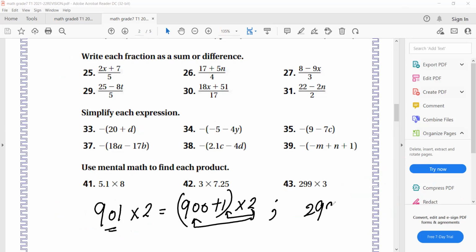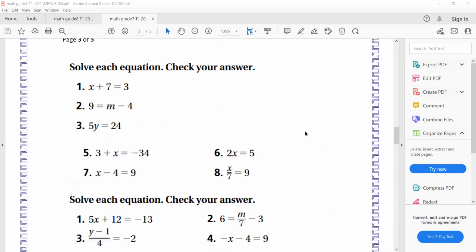If I have 299 multiplying 3, I need to make it easier with easy numbers. 299 is near what? Near 300. 299 equals 300 minus 1. You understand? Then 3 multiplying 300 minus 3 multiplying 1. Keep the sign as it is. If here minus, still minus. If here plus, still plus. Okay? Then solve and get the answer.